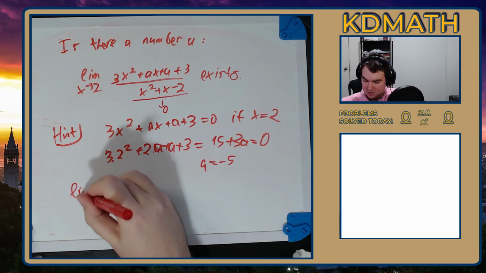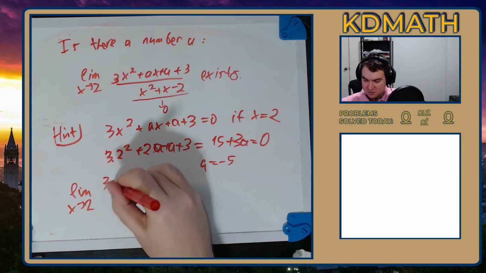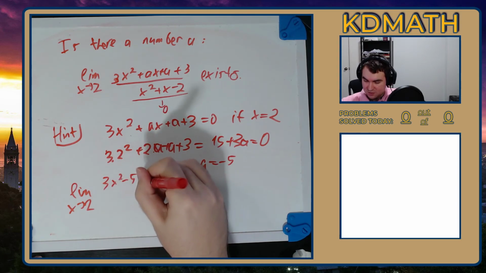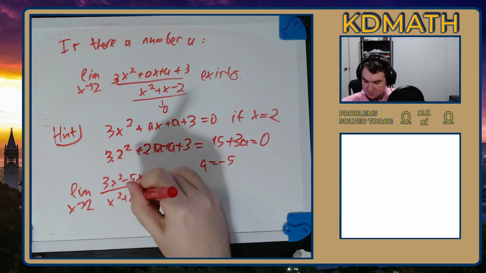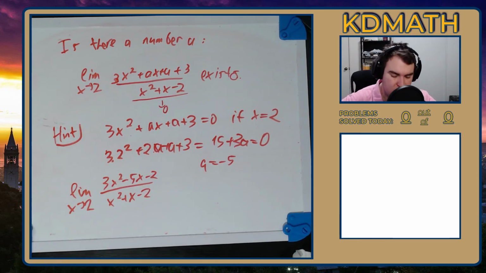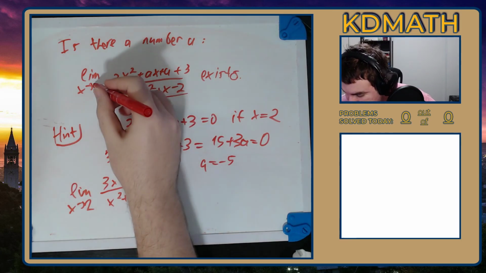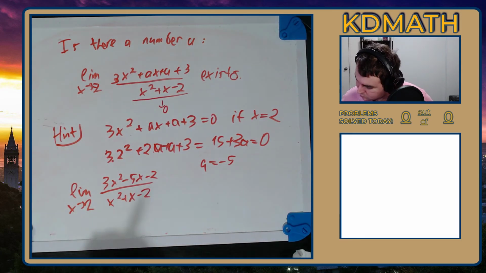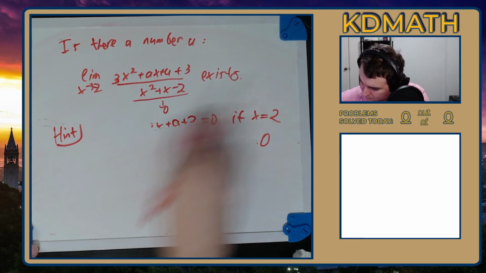You get the limit as x goes to 2 of 3 times x squared minus 5x minus 2 divided by x squared plus x minus 2. Did I mess this up again? It should be -2, no? Yeah, okay, this is a -2. And I messed this up. Let's fix it. There's no shame in messing things up.